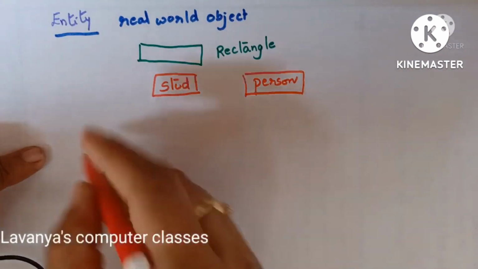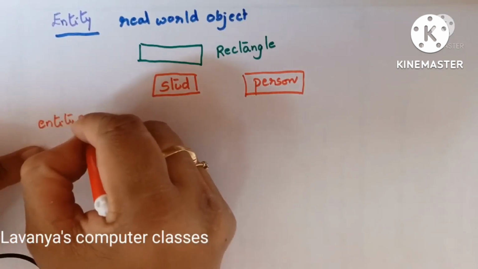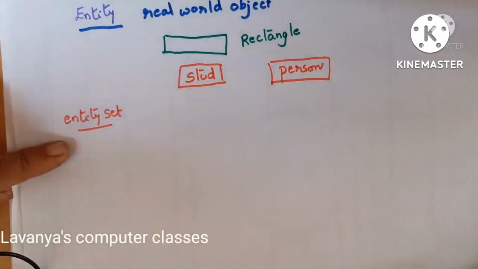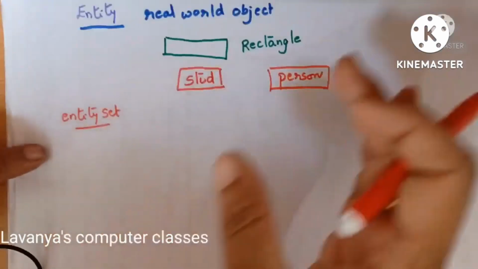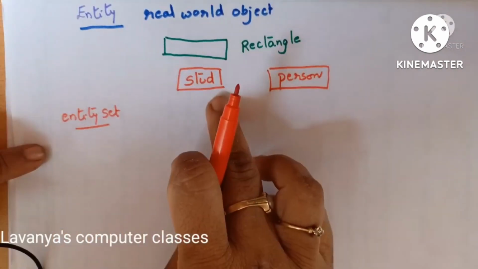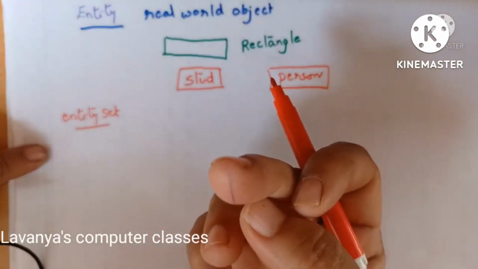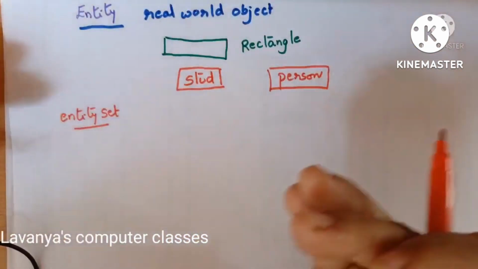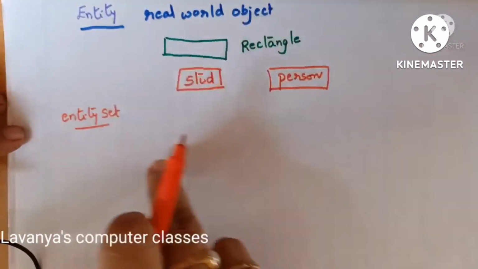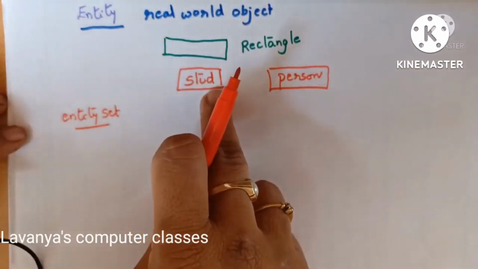Now we go for entity set. So what is an entity set? A collection or set of entities is known as an entity set. Collection of all entities is known as an entity set. So this is also an entity set because it is a collection of entities. One student is called one entity, and the collection of all students is called an entity set. So this is the representation of an entity set.